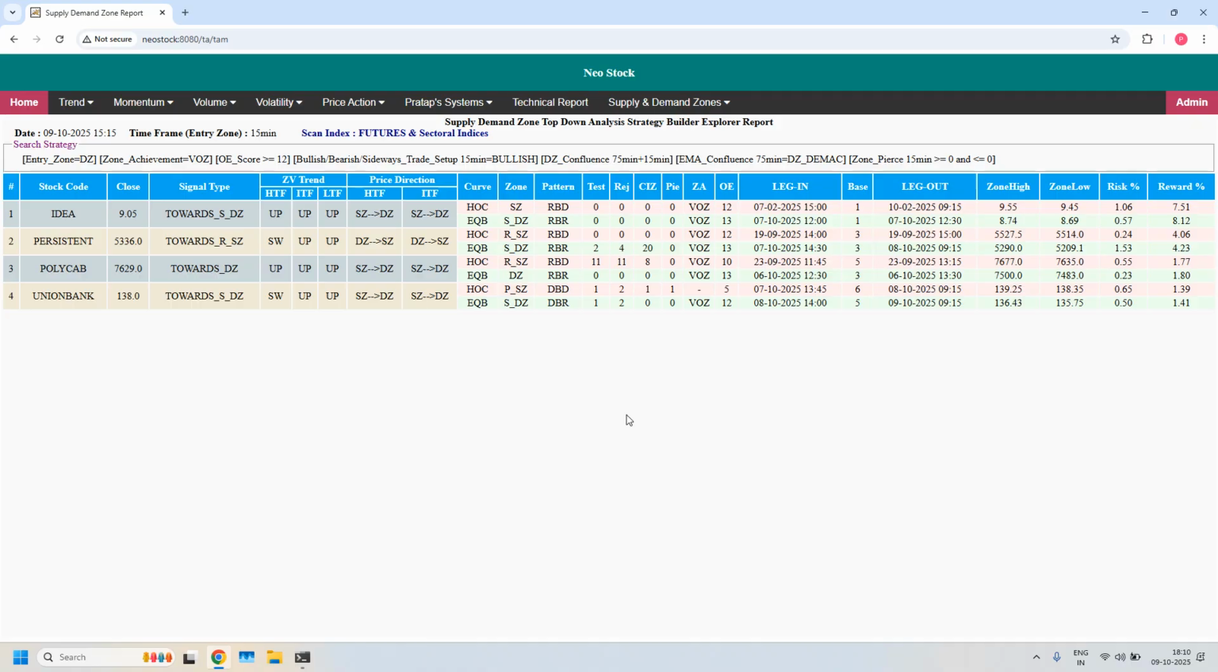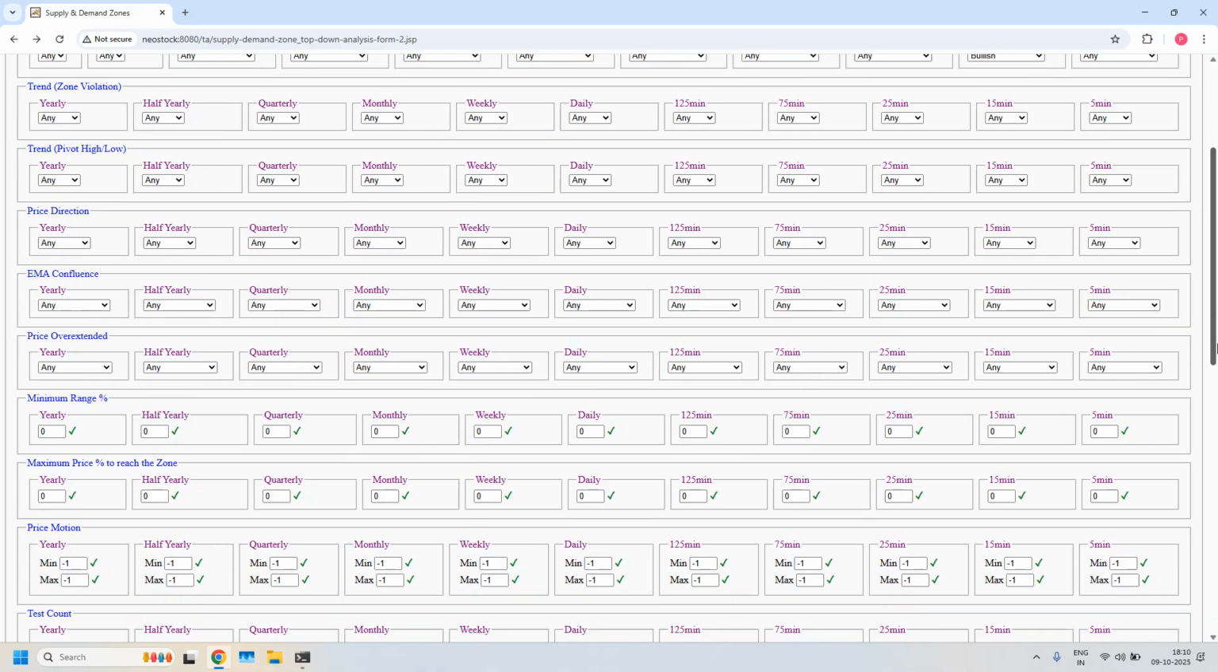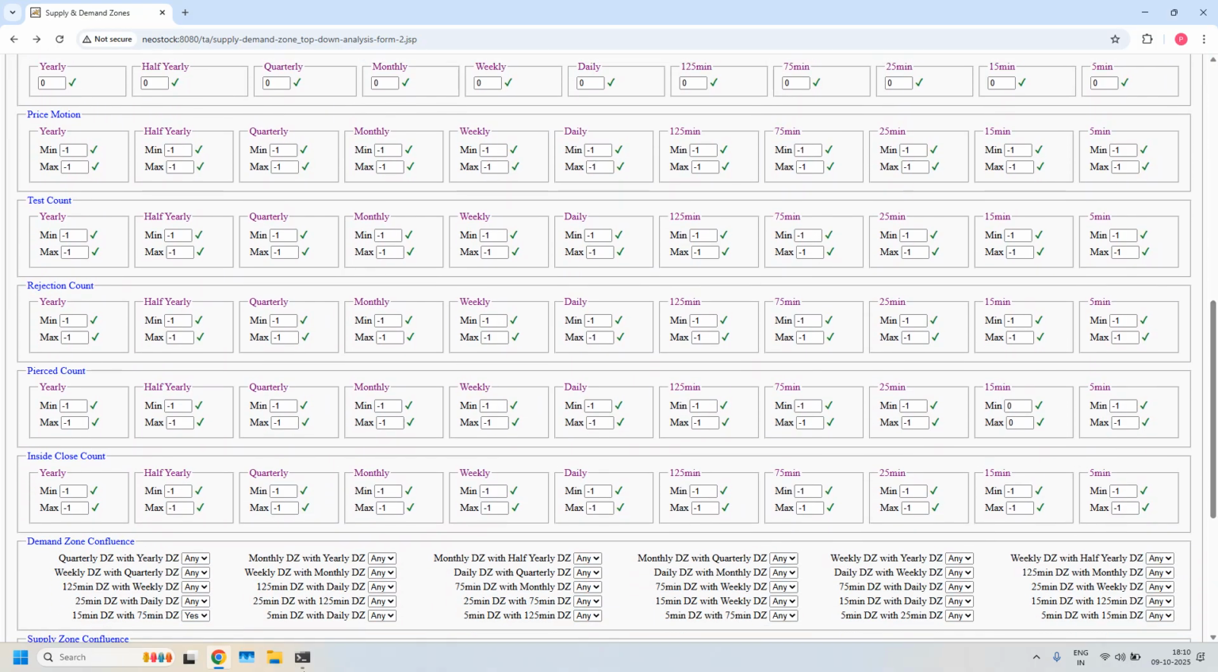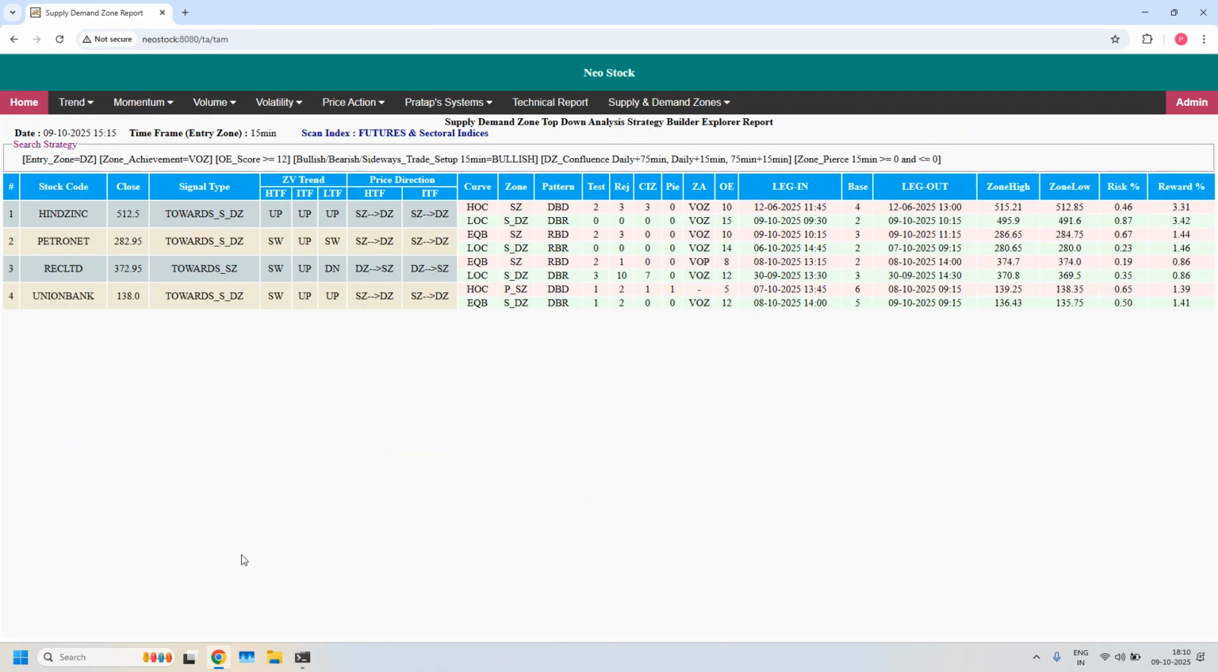Okay, next second strategy, LTF, ITF, HTF demand zone confluence, and then HTF EMA confluence. Let us generate those reports, removing ITF EMA filter. In the demand zone confluence, 3 filters I have to set. 15 minutes and 75 minutes, 15 minutes and daily, 75 minutes and daily demand zone confluence. By enabling all the 3 filters, we got 4 stocks.